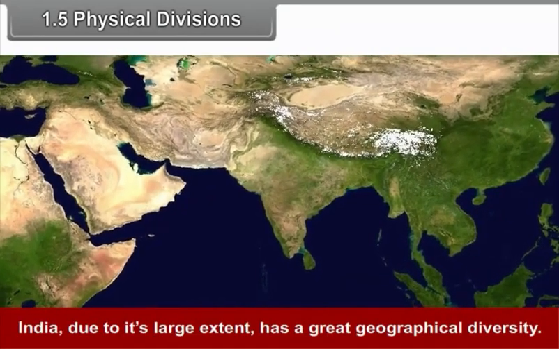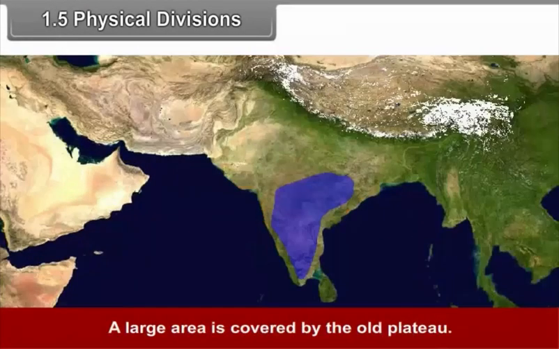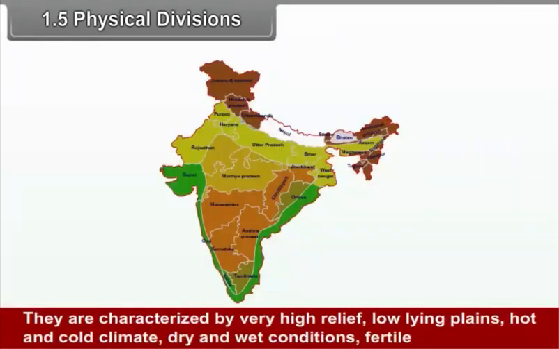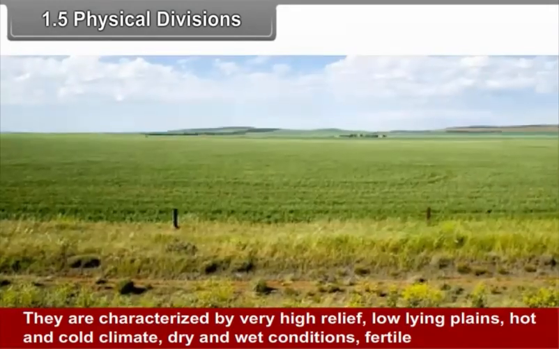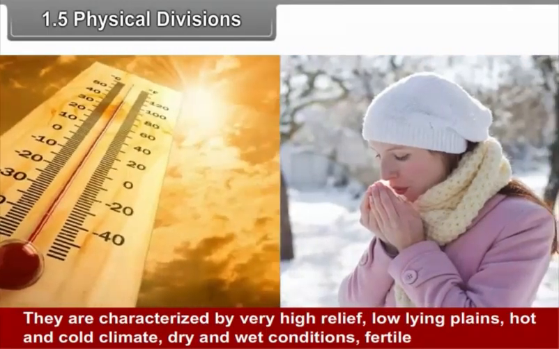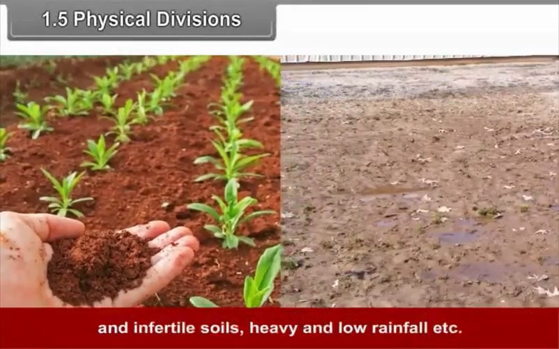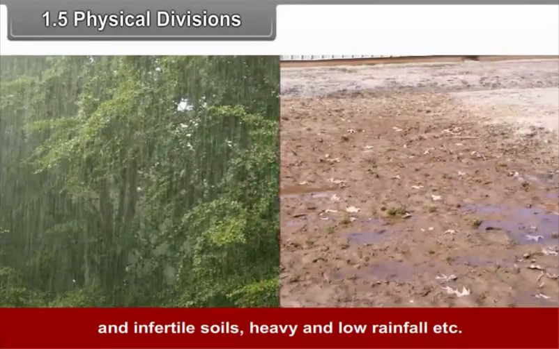Physical divisions. India, due to its large extent, has a great geographical diversity. A large area is covered by the old plateau. The remaining divisions are relatively younger. They are characterized by very high relief, low-lying plains, hot and cold climate, dry and wet conditions, fertile and infertile soils, heavy and low rainfall, etc.